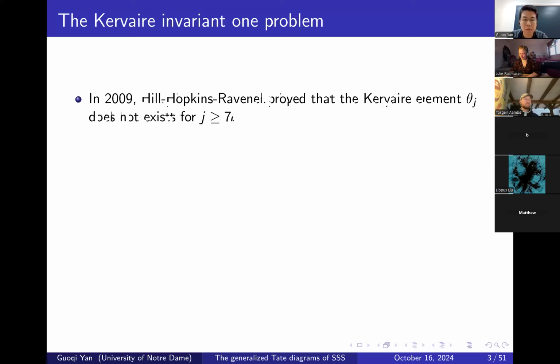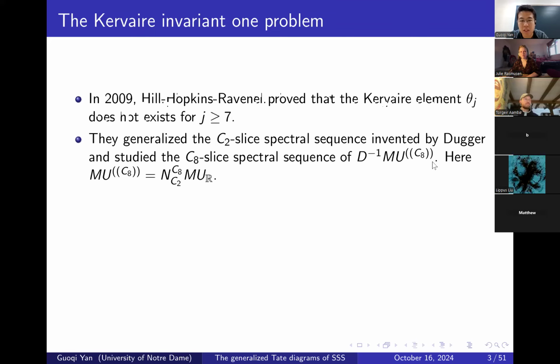Let's start from the motivation. The story of the computation of the equivariant slice spectral sequence starts from Hopkins-Ravenel's resolution of the Kervaire invariant problem. In their resolution, they generalized the C2 slice spectral sequence invented by Dan Dugger to all finite groups, and they studied the C8 equivariant slice spectral sequence of this C8 spectrum. If you haven't seen this spectrum before, I will introduce this notation later. C8 is a cyclic group of order 8.